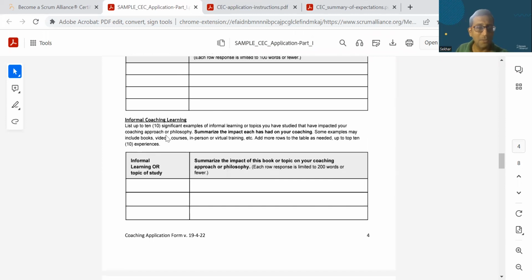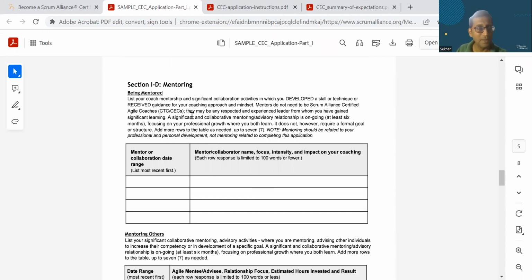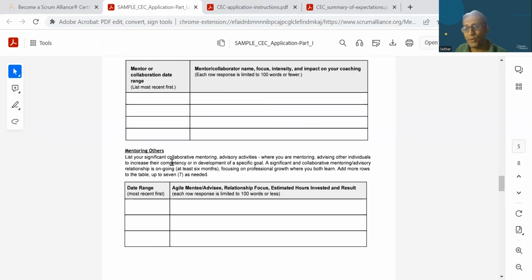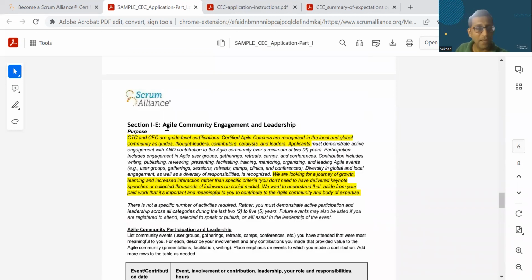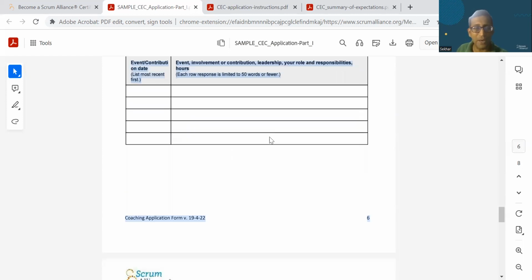And what are the informal coach learnings? Maybe you can specify a book, topic, video, or a blog, whatever works for you here. And are you being mentored by someone? A mentor need not be a CEC, but preferably if someone is a CEC, that is an added value because they have walked through the journey already. And whom are you mentoring? Are you mentoring someone? Then agile community leadership engagement. This is where community contribution and engagement plays a vital role.